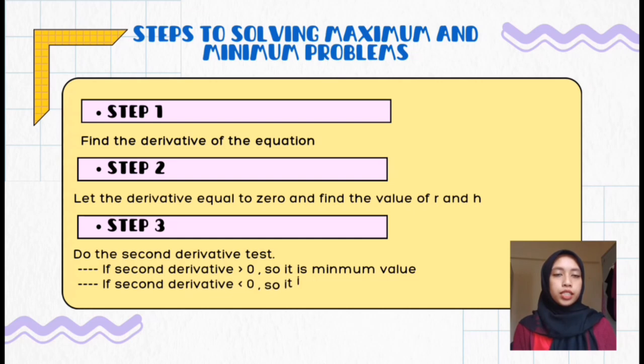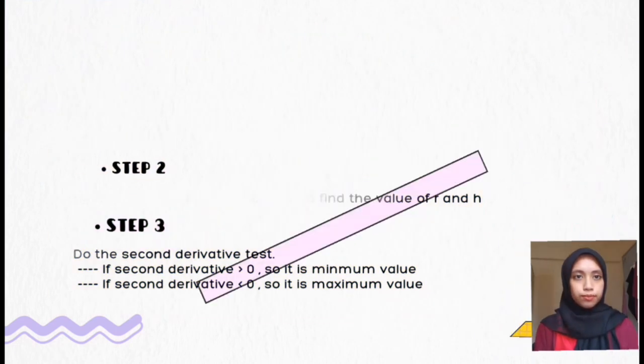The first step is we need to find the derivative of the equation. Second step, we let the derivative equal to 0 and find the values of the variables. For this question, the variables are r and h, where r is the radius and h is the height. The last step is we need to do the second derivative test. If the second derivative is larger than 0, it is a minimum value. While if the second derivative is less than 0, it is a maximum value.